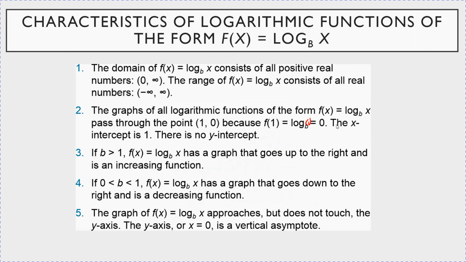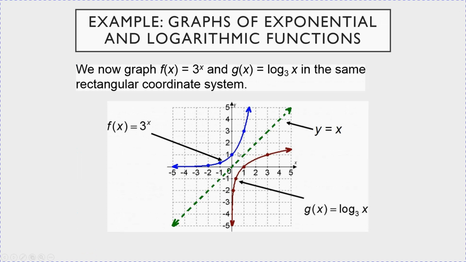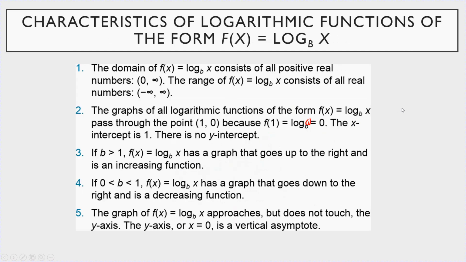Now, if b is between 0 and 1, f of x is equal to log base b of x has a graph that goes down to the right and is a decreasing function. So if the base was like 1/2, it would come down like this. And finally, the graph of f of x is equal to log base b of x approaches but does not touch the y-axis. The y-axis, or x is equal to 0, as I showed when I graphed this, is a vertical asymptote.